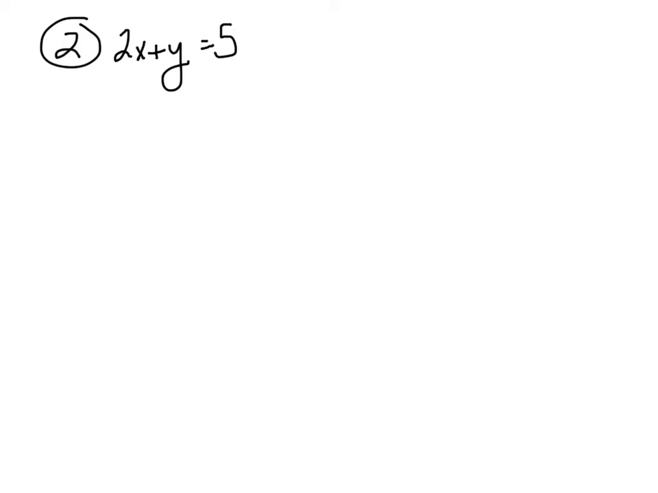So in example 2, we have the equation 2x plus y equals 5. This is in standard form. So I want to find the x-intercept and y-intercept. All I do is plug in 0 for x, plug in 0 for y. To find the x-intercept, I plug in 0 for y. That's gone. So my equation is 2x equals 5. Divide by 2. 5 divided by 2 is 2.5.